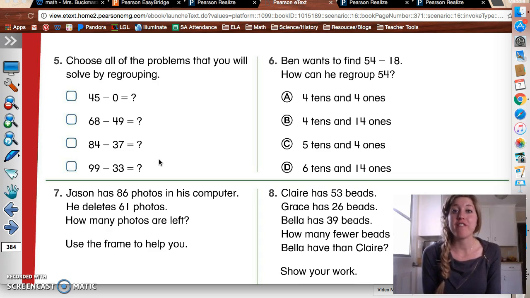Number 6. Ben wants to find 54 minus 18. So Ben wants to find 54 minus 18. How can he regroup 54? So you're not finding the answer here. You're telling how he can regroup.